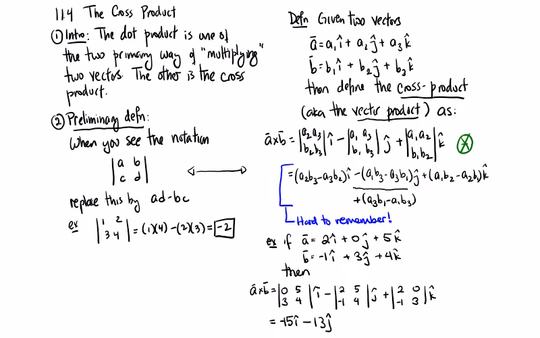And then 2 times 3 is 6. Don't worry about what this vector represents just yet. Just notice that we did the calculation.